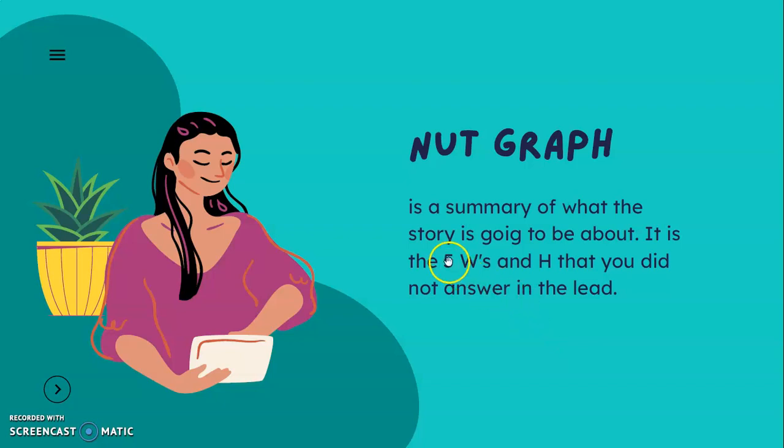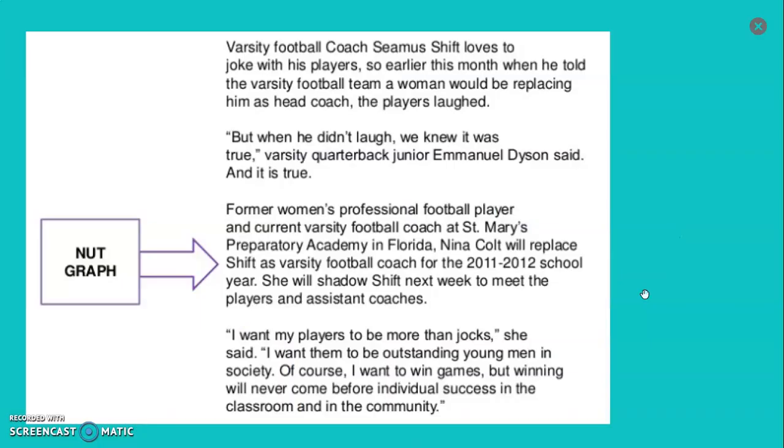Okay, again, this is like the support of the lead. However, we call it the nut graph. So whatever other important details, such as the 5 W's and 1 H that we did not mention in the lead, that is what we will put in the nut graph. Let's say, for example, this one. Okay? So, varsity football coach, Seamus shift. It goes like this. It has a who, and then it has a when, it can also have a where here, or why, depending.